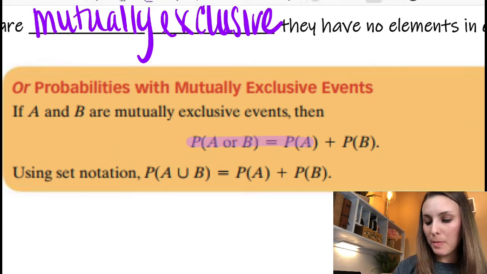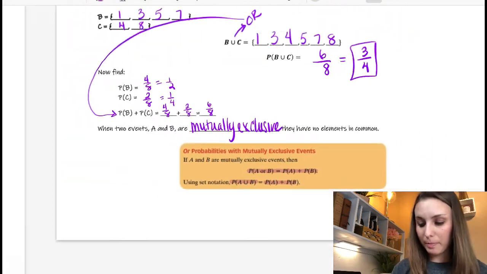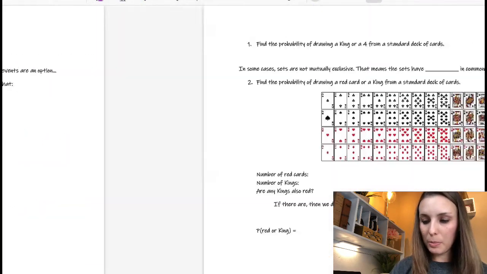Probability of A or B means that you're adding the two probabilities, which is the same as the union of the two sets. So very exciting. I love that. Let's look at a couple examples.